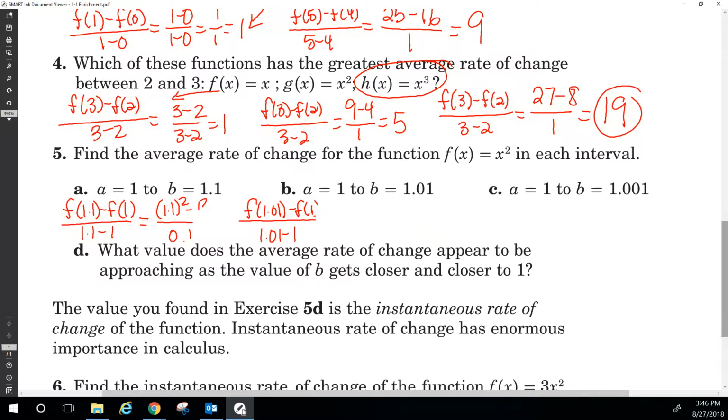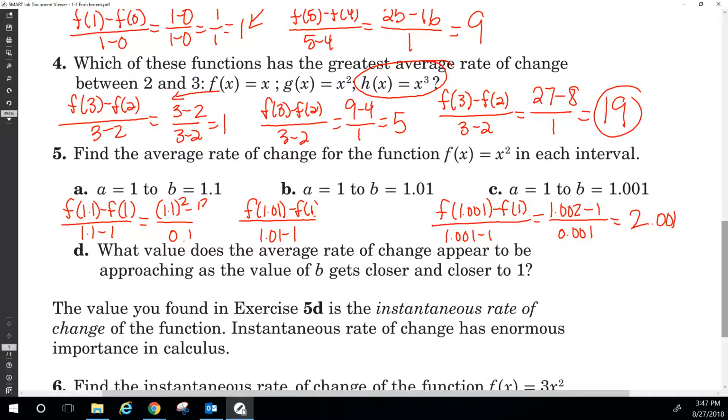And then again, erasing some room, we've got f of 1.001 minus f of 1, all over 1.001 minus 1. 1.001 squared is 1.002001, minus 1 squared, all over 0.001. So that'd be 0.002001 divided by 0.001, and we get 2. I feel like I did something wrong there. Nope, 2.001. Got it.